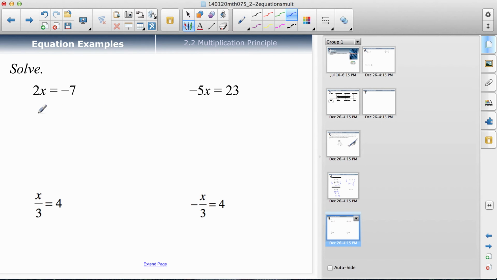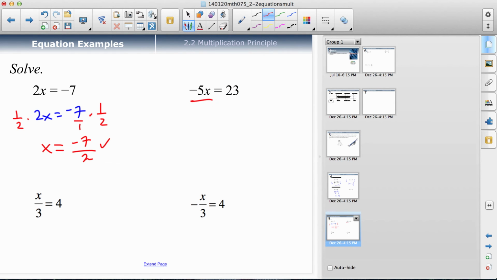Okay, hopefully you're back. So this would be 2x equals minus 7. I want to get rid of the 2. Let's use the multiplication principle. So I'm going to multiply this side by the reciprocal of 2, as long as I multiply that side by the reciprocal of 2. On the left side, the numbers cancel out, so I'm left with an x. On the right side, I've got negative 7 times 1 divided by 1 times 2 is 2. Done.